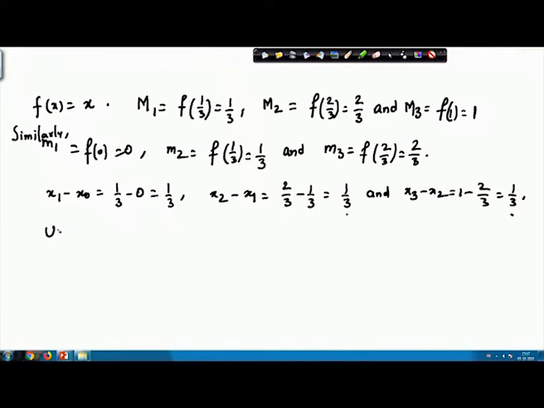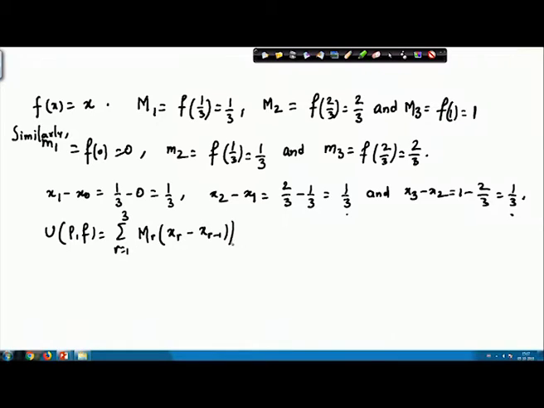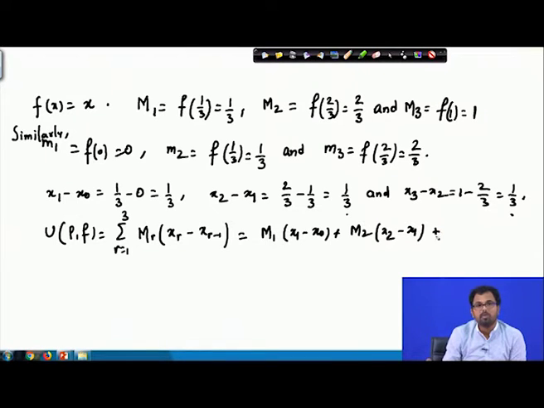So now we are ready to calculate our upper integral sum. The upper integral sum is the sum, r running from 1 to 3, of capital M r times x r minus x r minus 1. If we substitute the above values, first of all we can expand this summation: capital M1 times x1 minus x0, plus capital M2 times x2 minus x1, plus capital M3 times x3 minus x2.